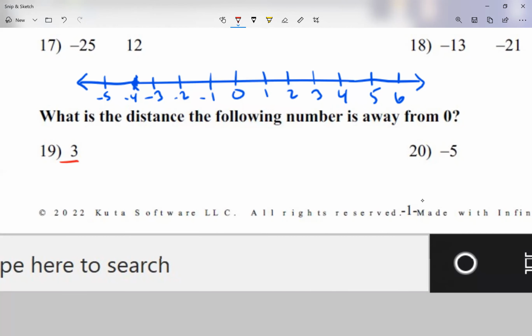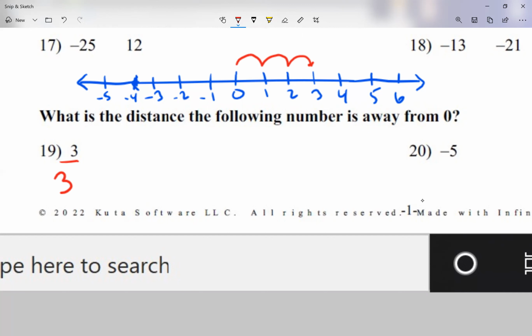let me count the spaces. How many numbers from zero? So I'm going to count from zero. I'm going to have 1, 2, 3 spaces. So +3, I'm going to say is 3 spaces, right? The distance is 3 away from zero. Distance, we always count it positive.